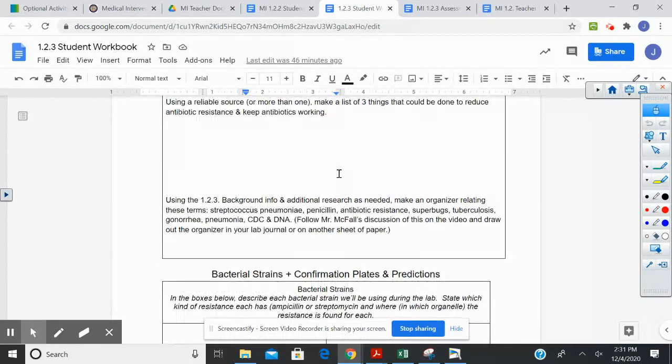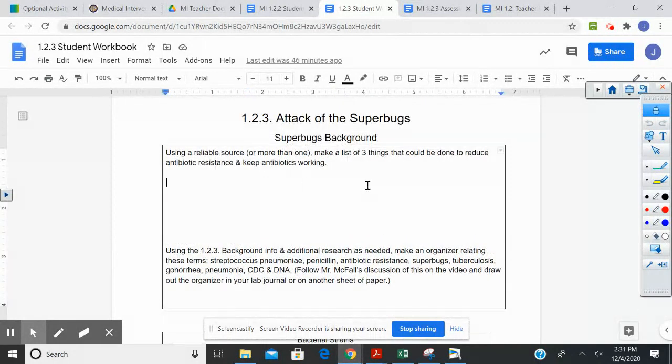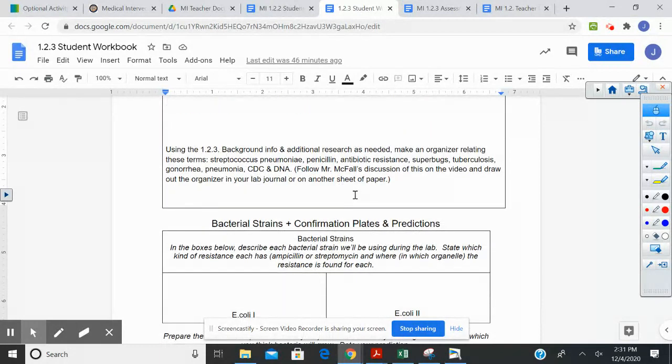What I want you to do, though, is to get a little background. This is where I'm going to talk through this for a minute. In your lab notebook, to get some background on this, I'm going to discuss this. You'll need to fill in the 3 things that could be done to reduce antibiotic resistance. You'll need to research that. What we're going to look at is organizing and getting the background about why it's important to know about antibiotic resistance. So I'm going to draw this out real quick.